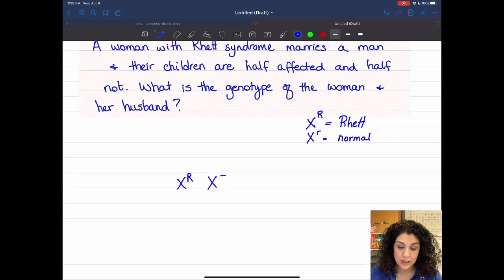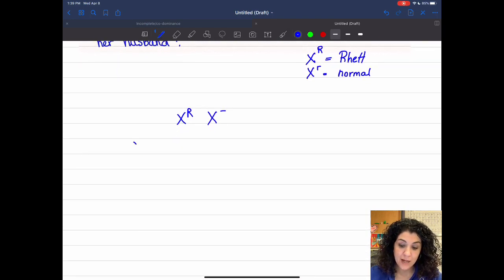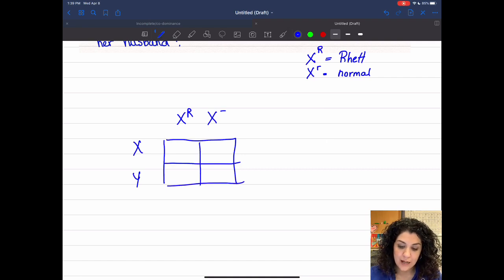We don't know what the other one is. She marries a man. All we know about him is that he has an X and a Y. We don't know what the rest is. But what we do know is that half of their children are affected and half of them are not. Now, when I look at the half of the children that are affected, this is the half that will get the X with the big R. So, X big R. So here is my girl that is going to be affected. And here's my boy that is going to be affected.